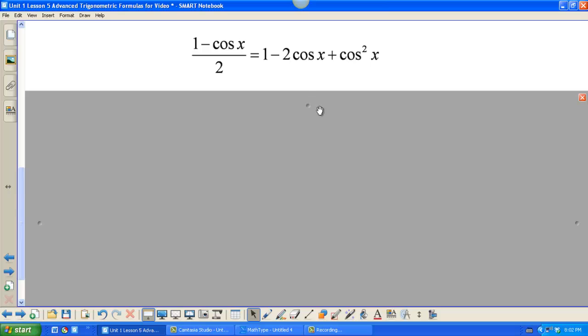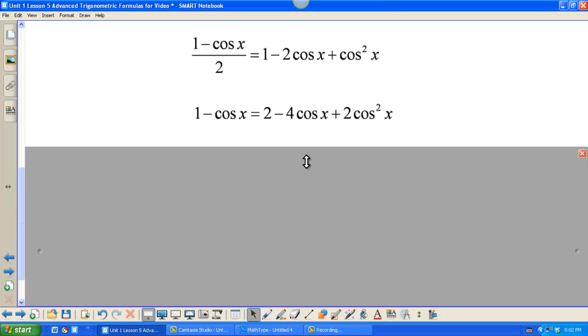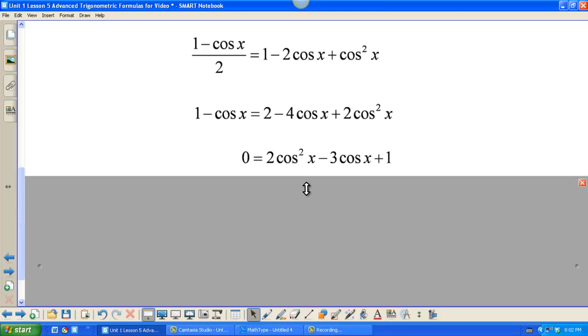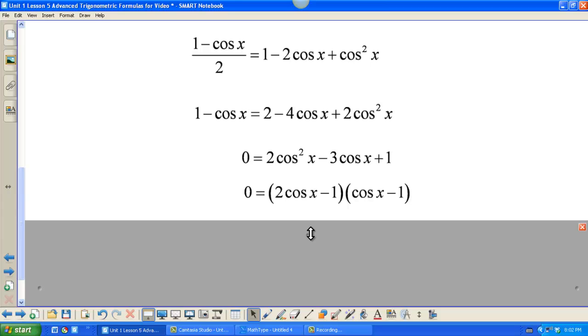In my next step, life would be really nice if I just didn't have a fraction. So I can multiply the left side and the right side by 2. And when I distribute the 2 to the right side, it yields 2 minus 4 cosine x plus 2 cosine squared x. This is going to be an equation that has quadratic form, so I need to get all of the terms to one side. I'm going to subtract 1 from both sides and add cosine x to both sides, which is going to yield, when I write it in descending order, 2 cosine squared x minus 3 cosine x plus 1. This factors into 2 cosine of x minus 1 times cosine x minus 1.